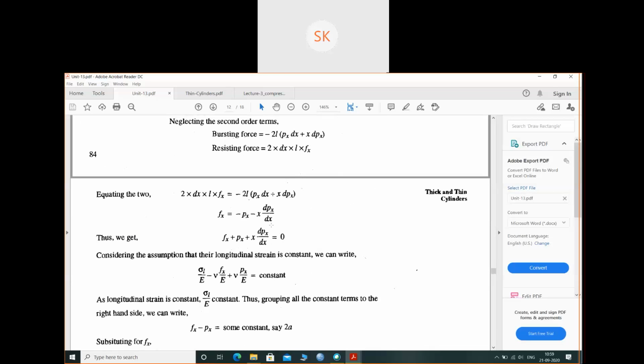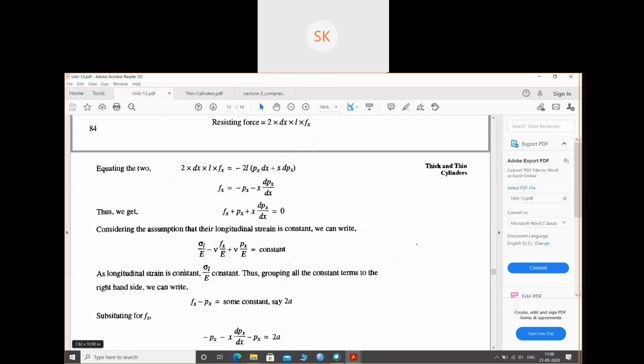So we have equated, we got this one. Considering the assumption that the longitudinal strain is constant, we can write sigma L by E minus Poisson's ratio times (Fx plus Px) by E equals a constant. That is, whatever the longitudinal stress is, that is our constant. As longitudinal strain is constant, sigma L by E is constant. So this part becomes constant.